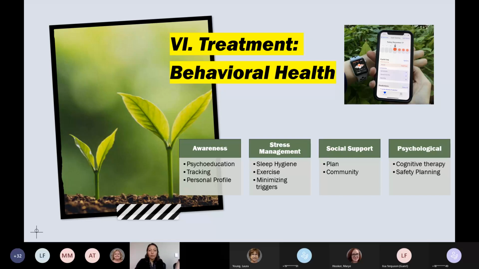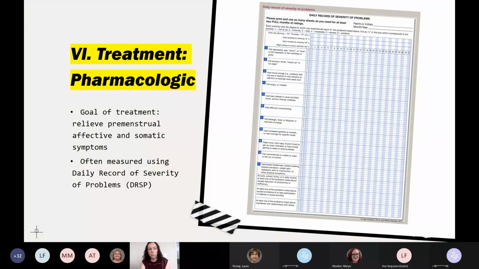Okay, with that, I'm going to turn it over to Dr. Okay. I am going to talk briefly about some pharmacologic treatments that we can use in treating premenstrual dysphoric disorder, PMDD. I'm going to use that from now on as well. When we're looking at treatment, our goal is going to be relieving the premenstrual affective and the somatic symptoms. So if you remember when Olivia was discussing the DSM criteria, we have both affective, anxiety symptoms, and also physical symptoms.